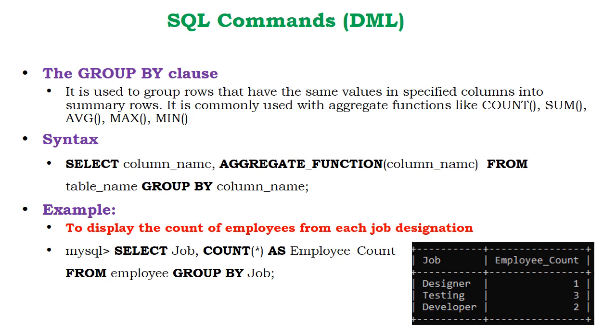And the next one is the group by clause. It is used to group the rows that have the same value in a specified column into summary rows. It is commonly used with aggregate functions like count, sum, average, maximum, and minimum. For example, to display the count of employees from each job designation, how do we write the query? Select job, count as employee count. As employee count means that is an alias name, under which the result will be displayed, from employee group by job. So the result is designer is 1, testing is 3, and developer is 2.